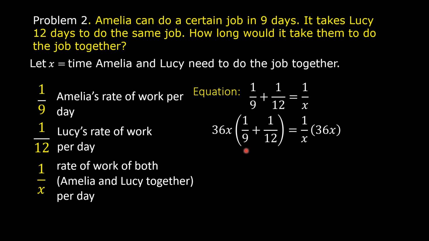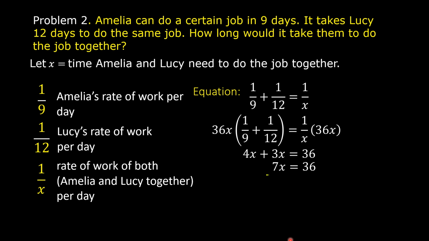36x divided by 9 is 4x times 1 is 4x. 36x divided by 12 is 3x times 1 is 3x. And then 36x divided by x is 36 times 1 is 36. So we have 4x plus 3x is equal to 36. This is equal to 7x is equal to 36.